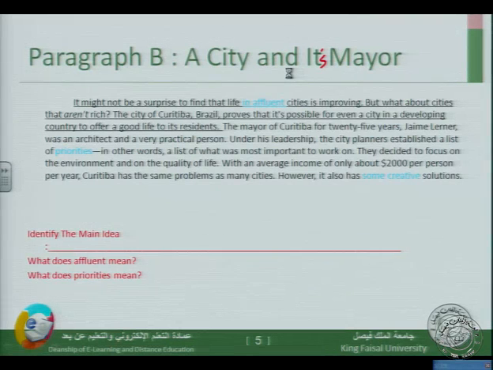Okay, so if I ask you now, what is the main idea? Can you identify the main idea? Well, you need to look at the first or the second line. Let us read it together.